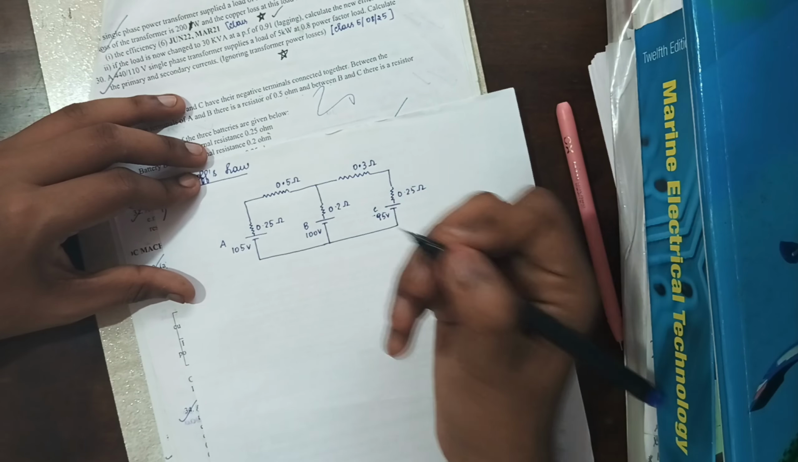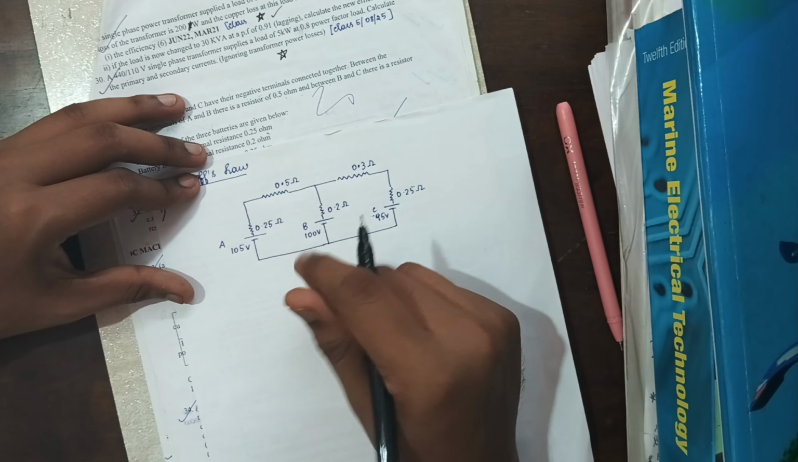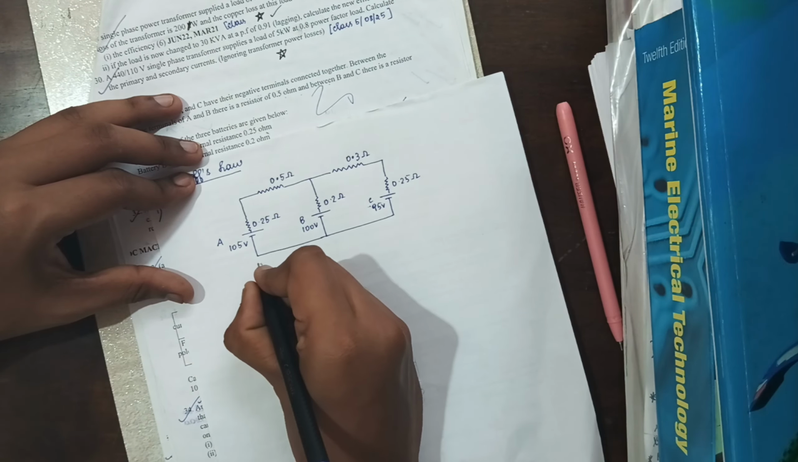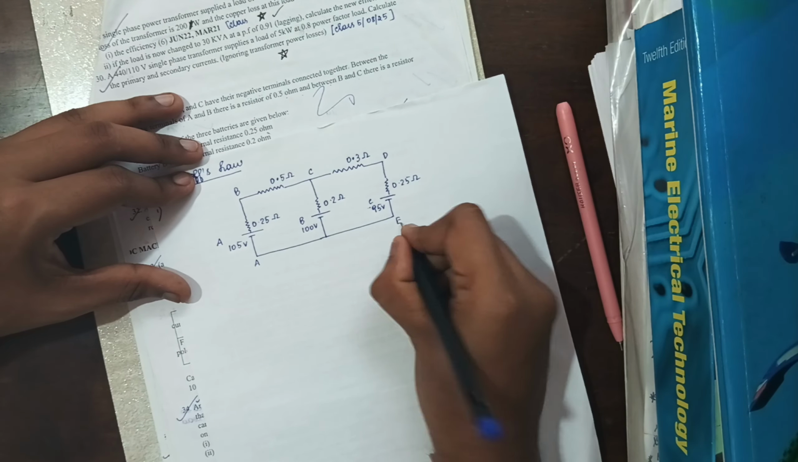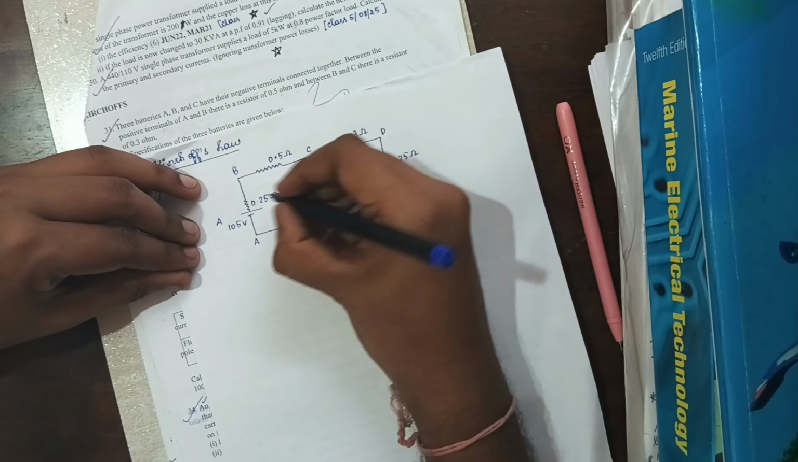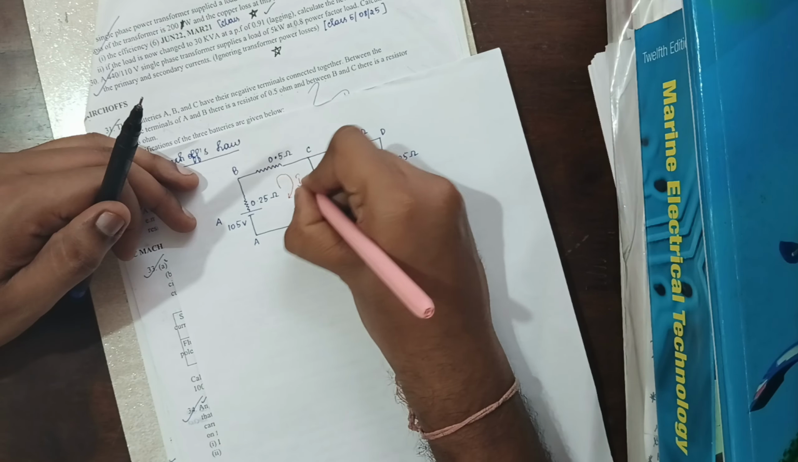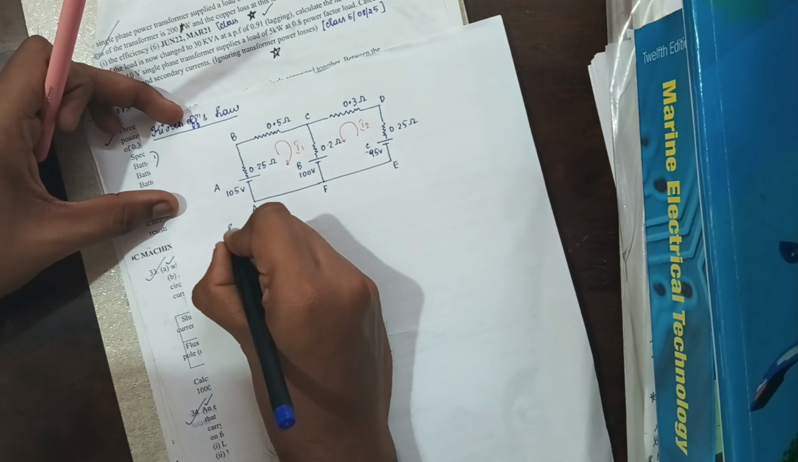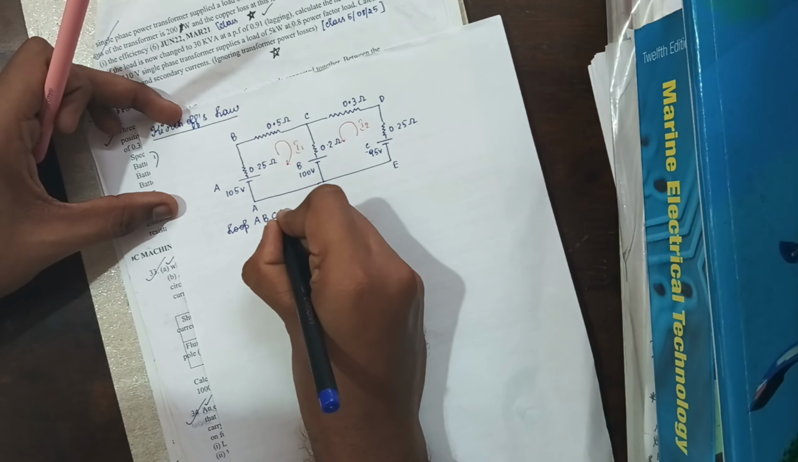So how to find that? We know that according to Kirchhoff's law, the sum of the current entering the node is equal to the sum of the current leaving the node, and the total algebraic sum of the voltages in a closed loop is equal to 0. So let's consider a loop that is A, B, C, D, E, F. And let's consider the direction of the current is in this direction, that is for I1 it is this direction and I2 is in this direction. Now first loop, that is loop A, B, C, F, A.